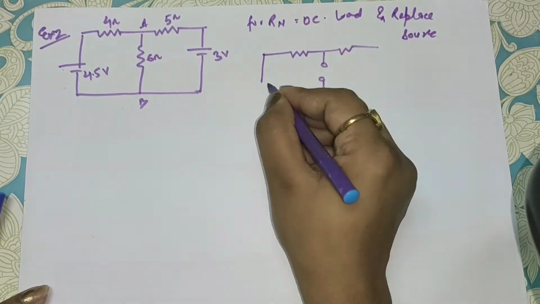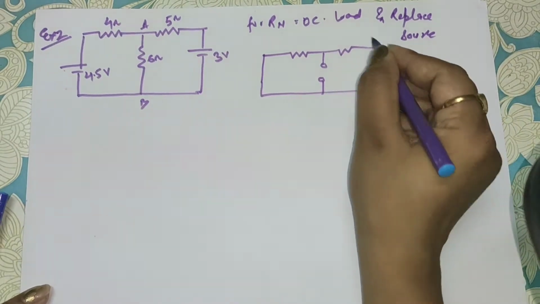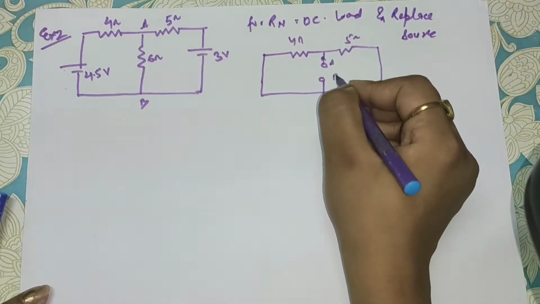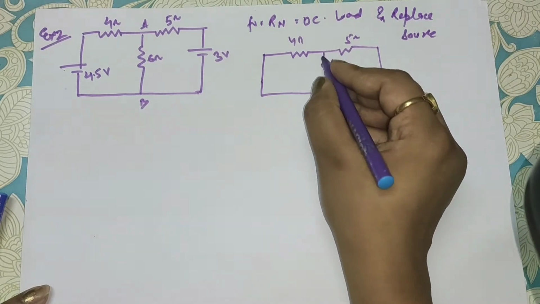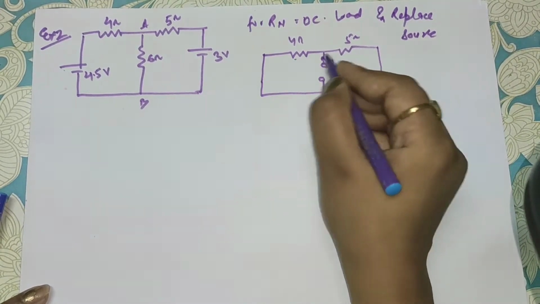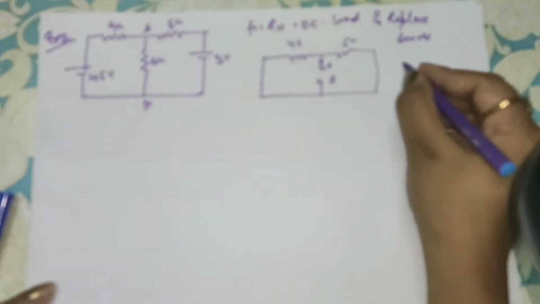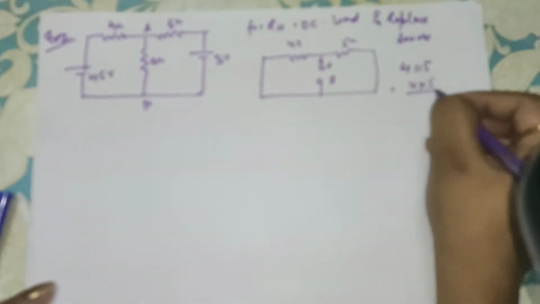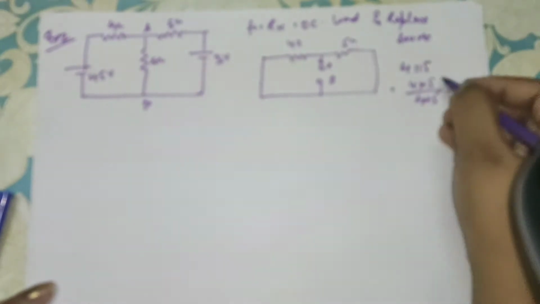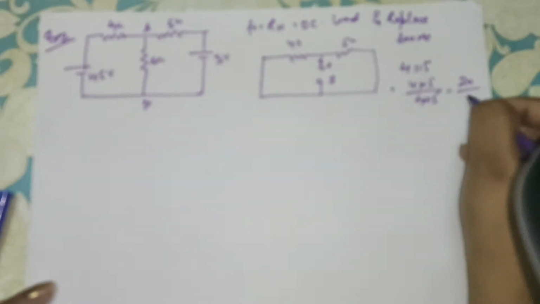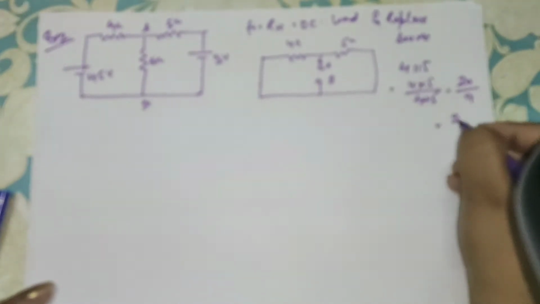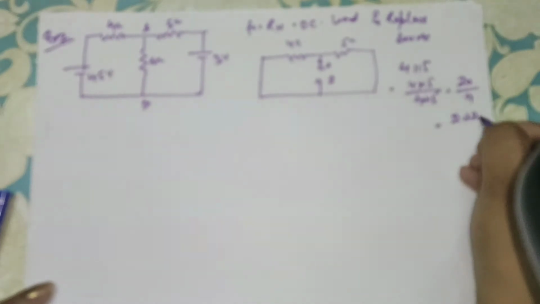This is your AB terminal, then this is your circuit, 4 ohm, 5 ohm. So the current will flow from there, the current will be divided into 2 parts here, so both are in parallel. So 4 parallel 5, that is 4 into 5 upon 4 plus 5, that is 20 upon 9. If you solve this, you will find that it is 2.22 ohm.